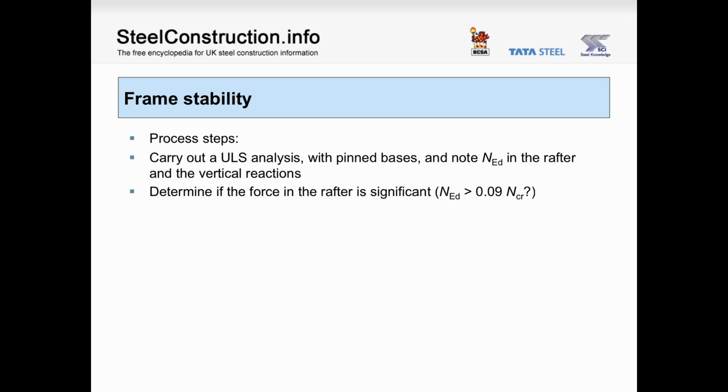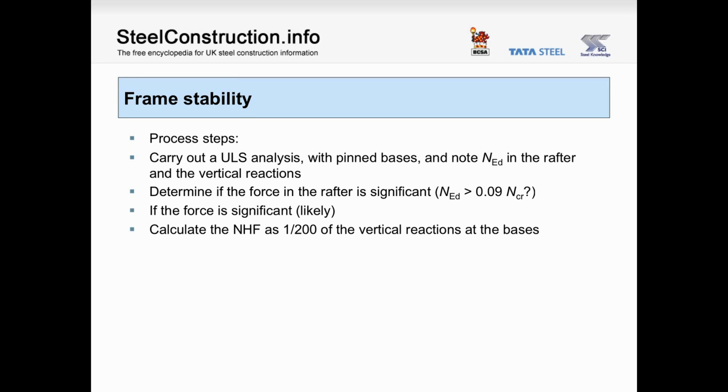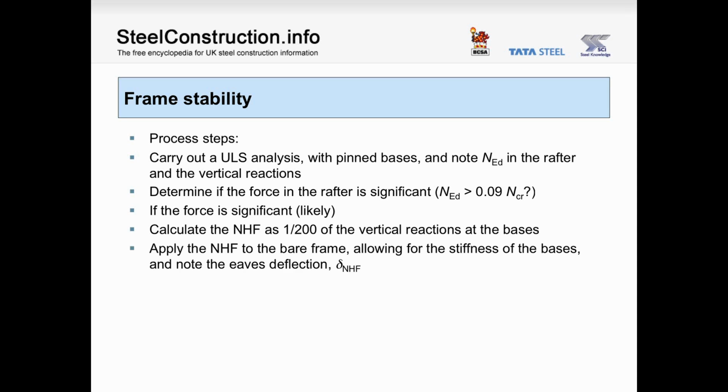Consider if the axial force in the rafter is significant, and it's significant if the design force exceeds 0.09 of the elastic critical buckling load, pi squared EI over L squared. L in that particular calculation is the distance column to column. If the force is significant, which I consider to be very likely, then we should calculate the notional horizontal forces as 1/200th of the vertical reaction at the bases. Apply those notional horizontal forces at the column tops to the bare frame.